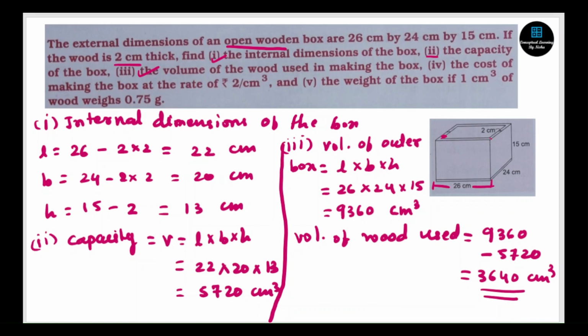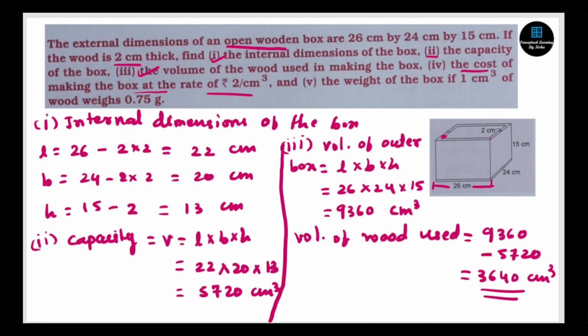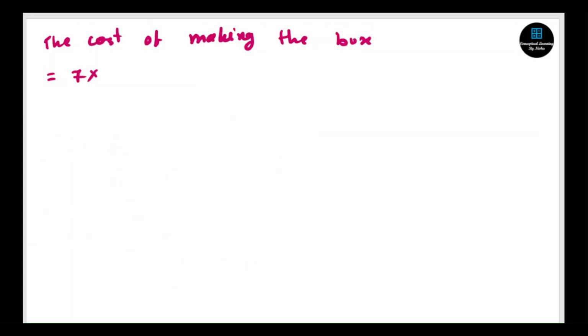Now they are asking us to find the cost of making the box at the rate of 2 rupees per centimeter cube. So the cost of making the box equals 7 times the volume which we got. So 3640. So when I find this answer, what do we get? 7280 rupees. Okay, so this is the cost of making the box.